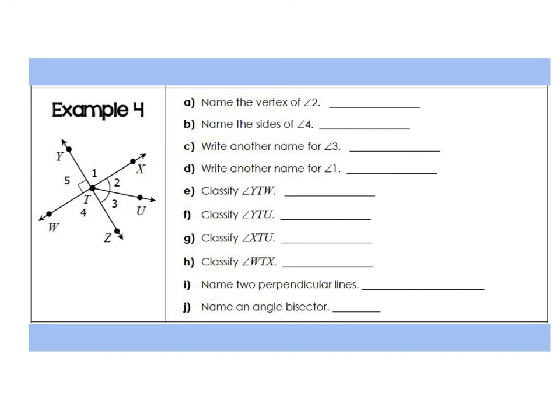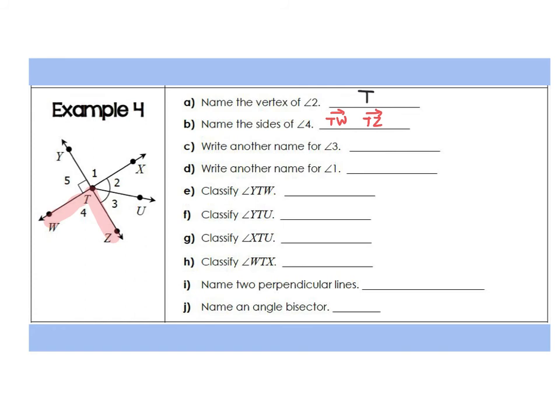The first one says name the vertex of angle 2. The vertex means the middle letter, and that middle letter is T. Now it says name the sides of angle 4. This is angle 4 right here. So those sides are going to be TW, and the other one is going to be TZ.